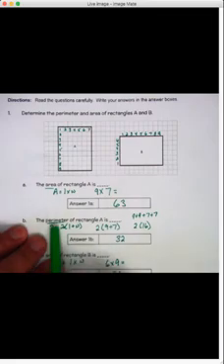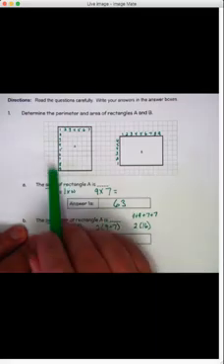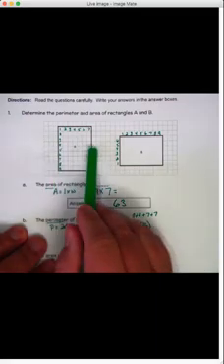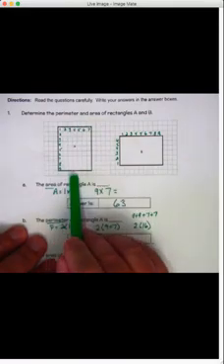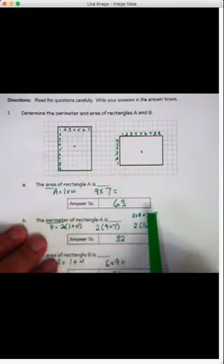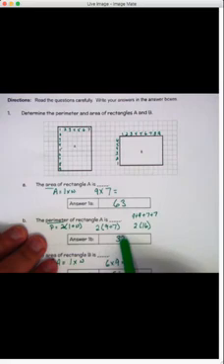The second question asks us for the perimeter of rectangle A. Now, one way you can do it is just add them up. Add up the sides. This one's 9, this one's 9, this one's 7, this one's 7. So you could say 9 plus 9 plus 7 plus 7. You get 32 if you do that.